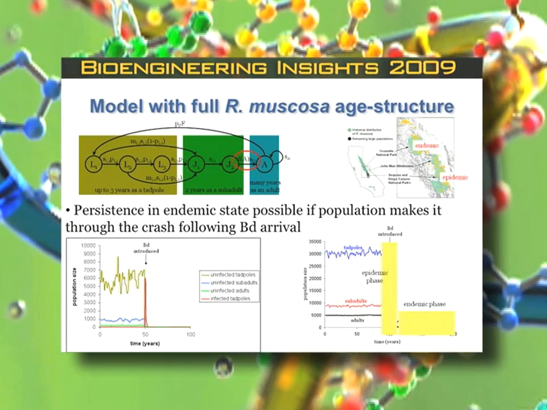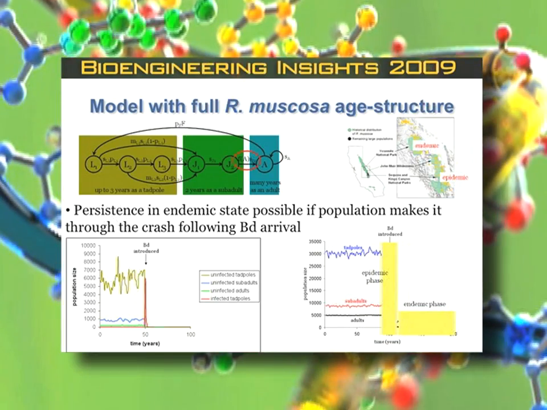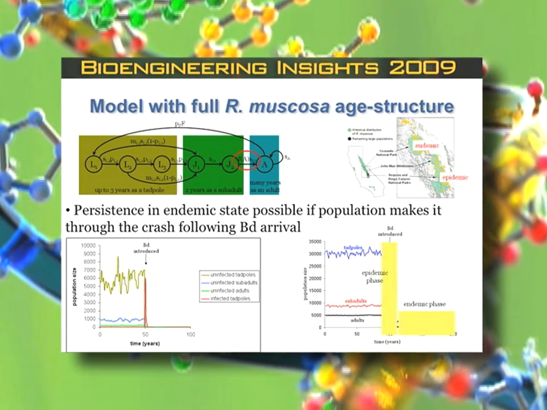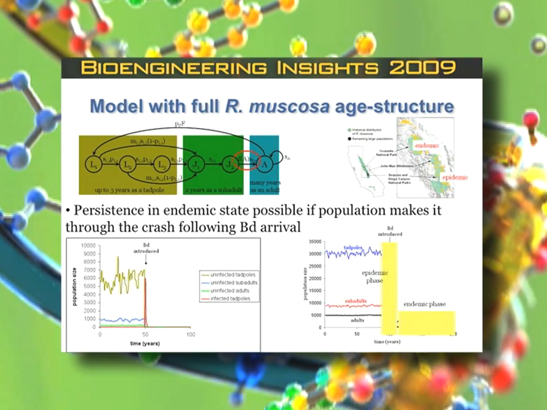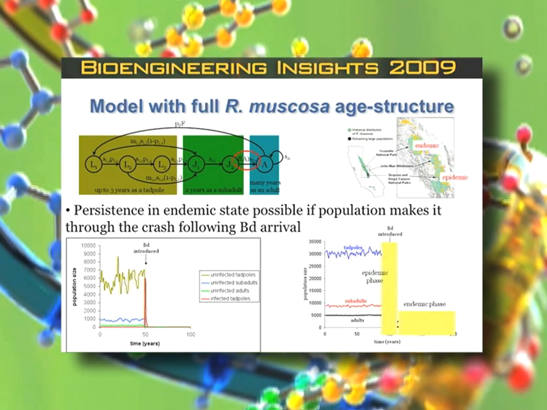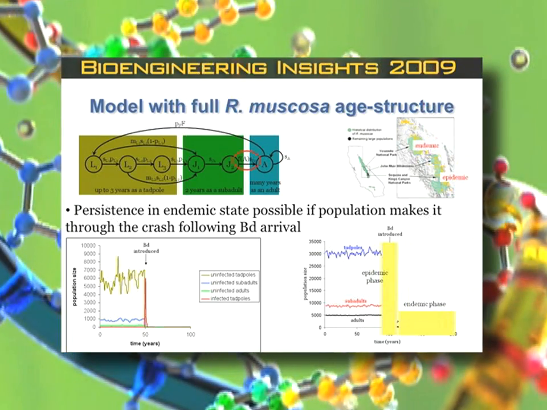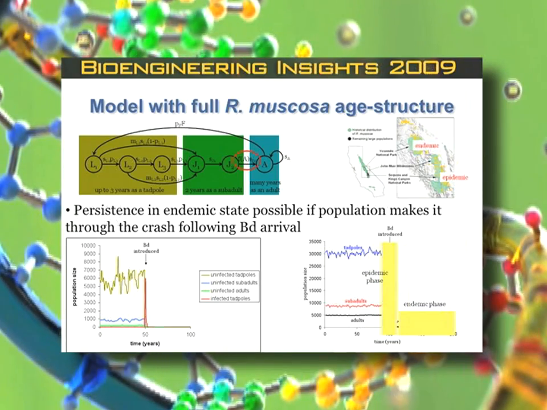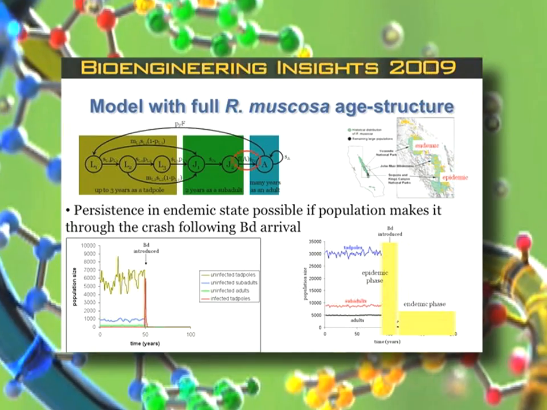The general result from these models with the frog population dynamics in there is that if the frogs can make it through the initial arrival of BD and the initial huge reduction in population size, then there's a chance for the system to enter a new endemic phase where the densities are much lower and the individuals are being infected with only low loads and are able to persist.